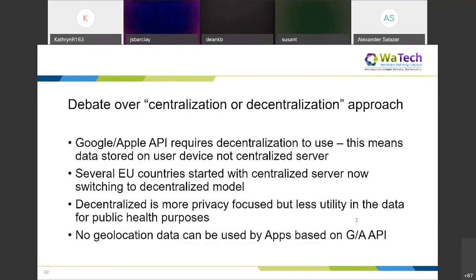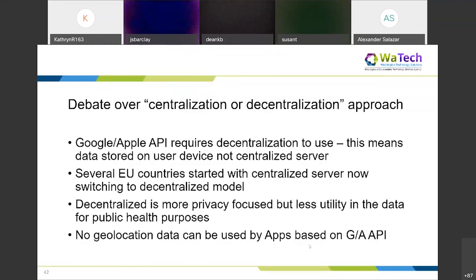And so some of the issues and tension that has been raised in a lot of the articles I showed earlier has been whether or not there should be a centralized server. And so Google and Apple have made it very clear that their API is not to be used in a centralized manner or to collect geolocation information. In fact, the API is disabled in terms of using geolocation data.